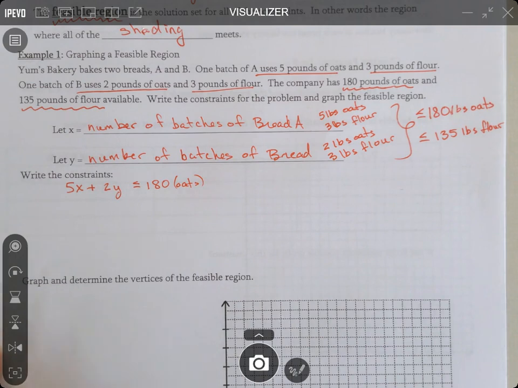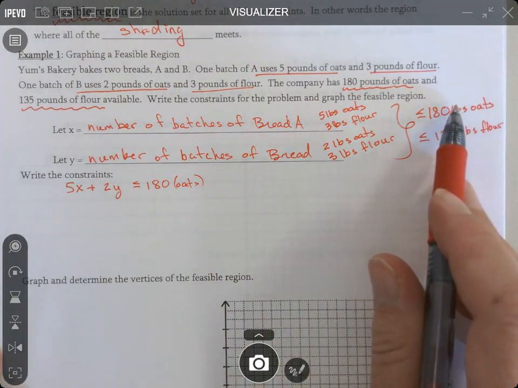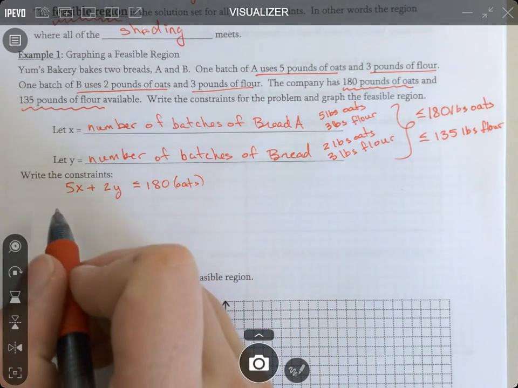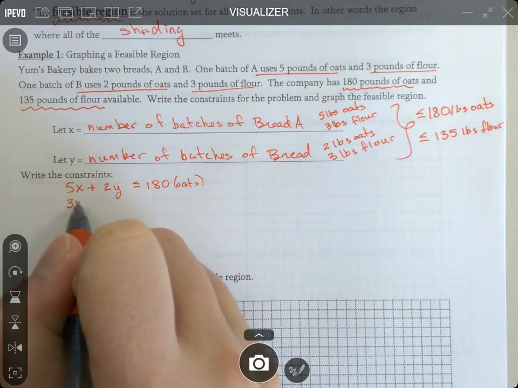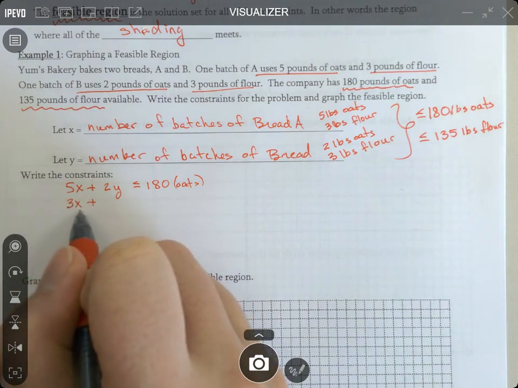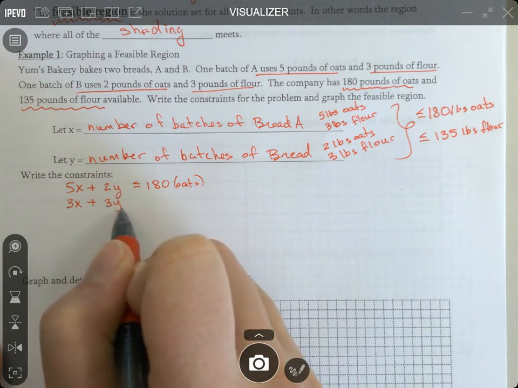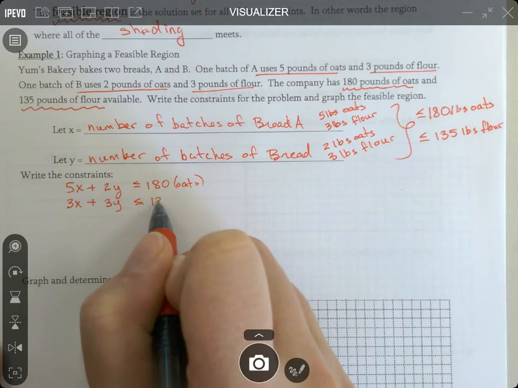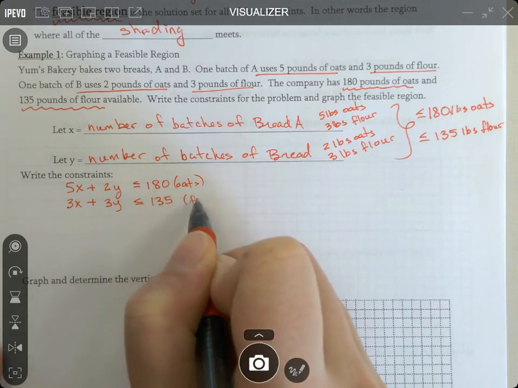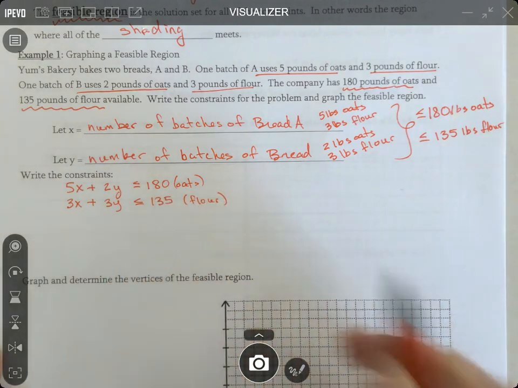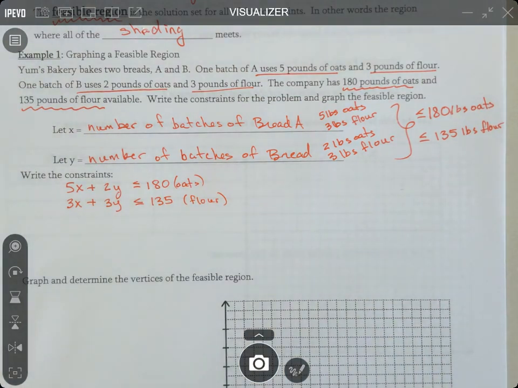Then I have a second equation, and it's about flour. So my constraints were on how many pounds of each thing. So I'm doing 3 pounds of flour times how many batch A I have, and then 3 pounds of flour times how many batch B I have, no more than 135 pounds of flour.